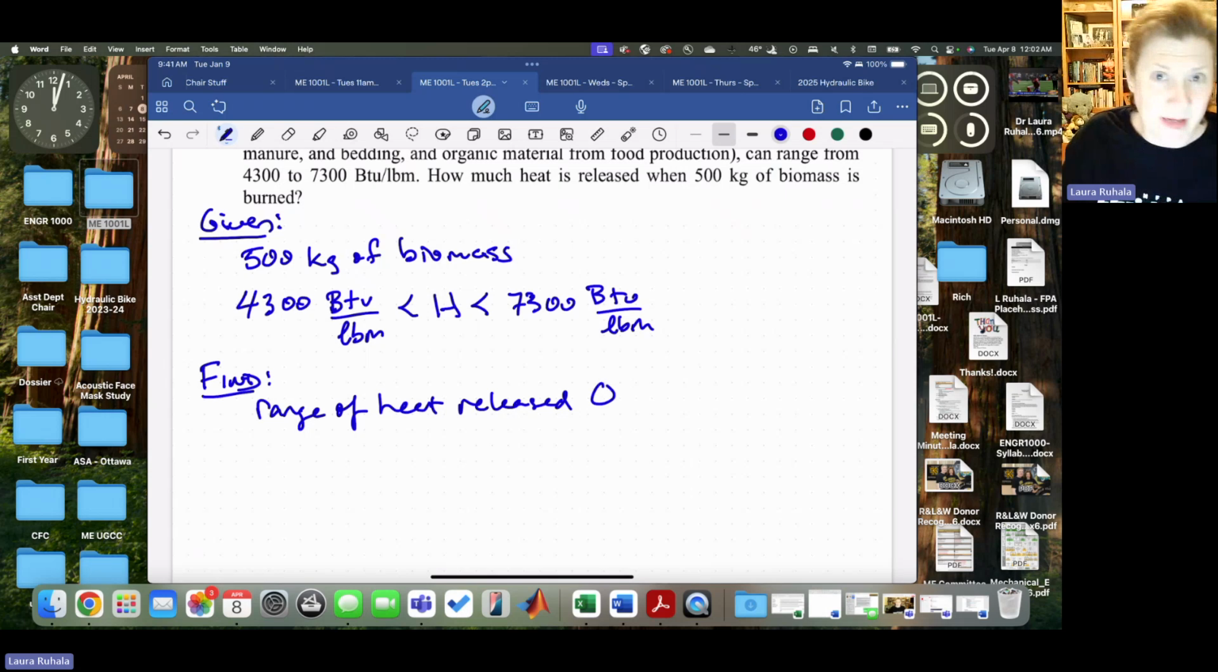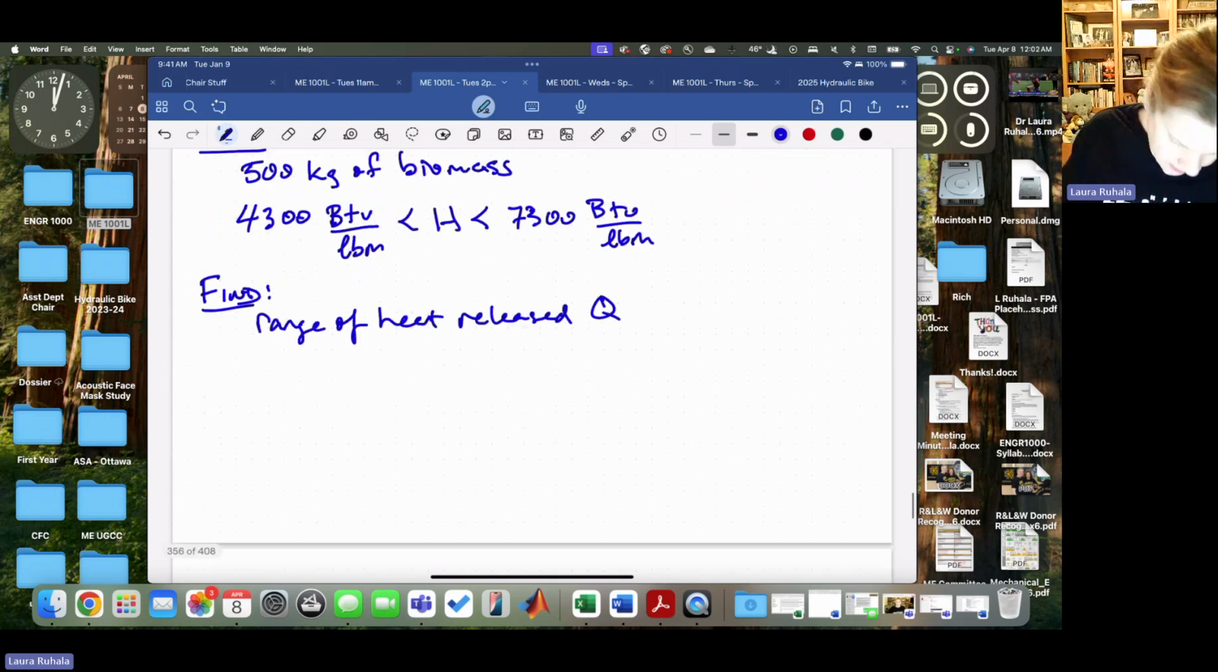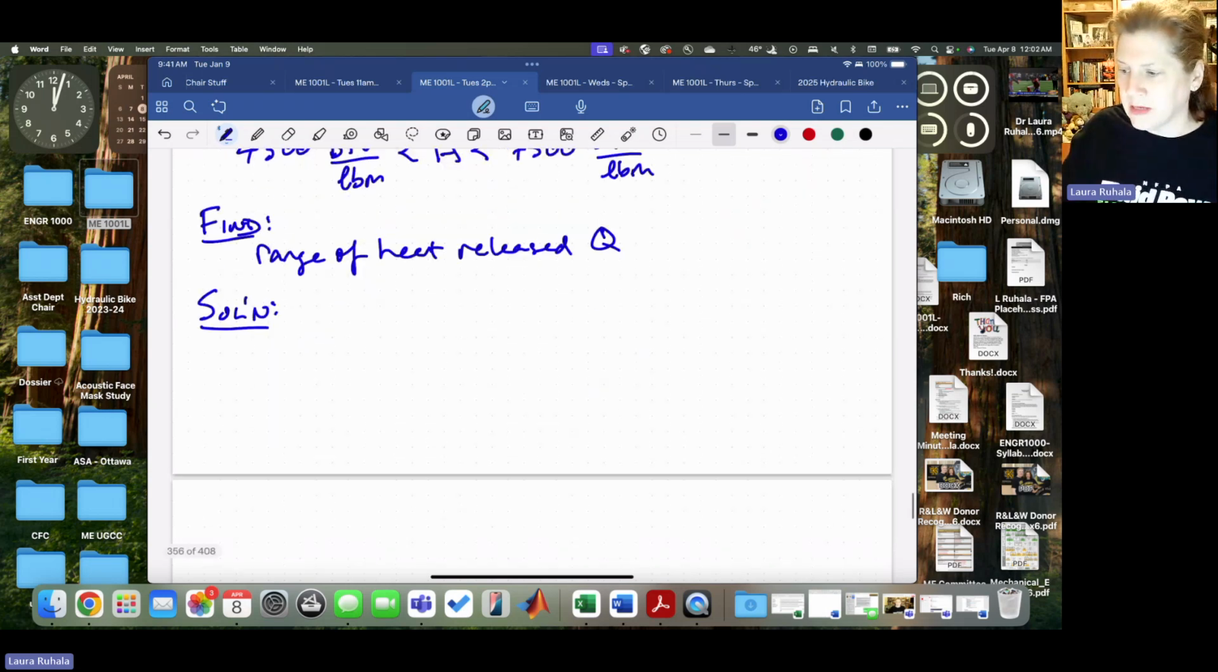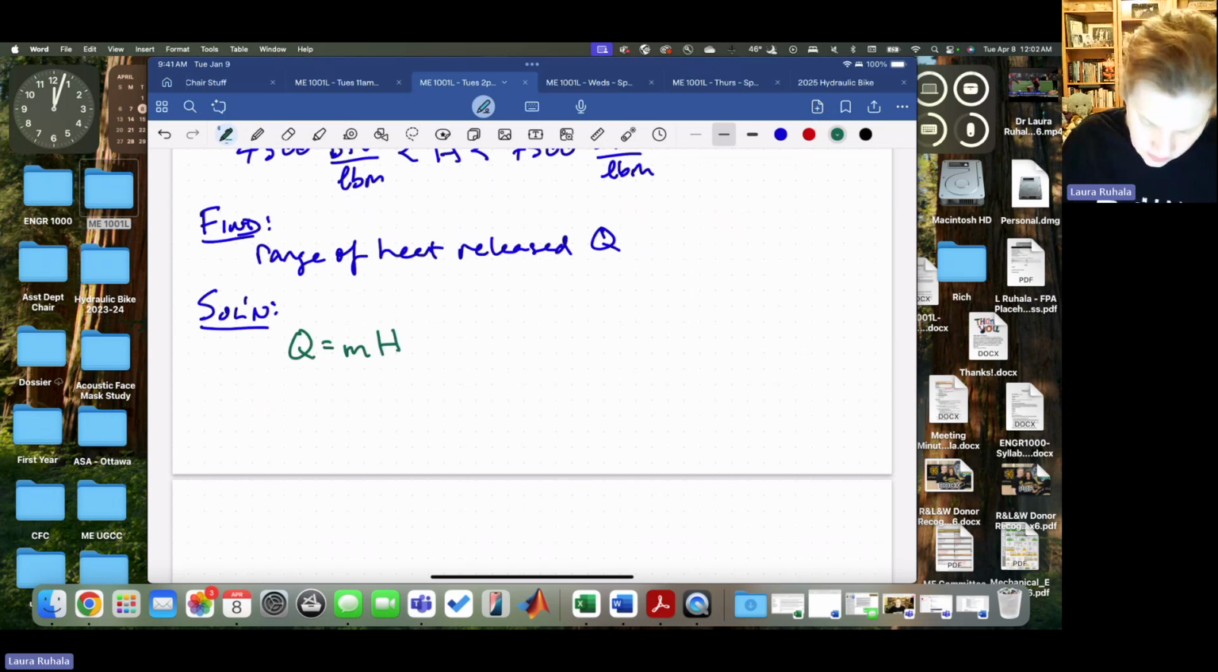And heat would be my Q. Okay, so solution. All right, so let's look at the definition of heat. Equation 7.6 tells me that heat is equal to mass times the heating value. This is equation 7.6.